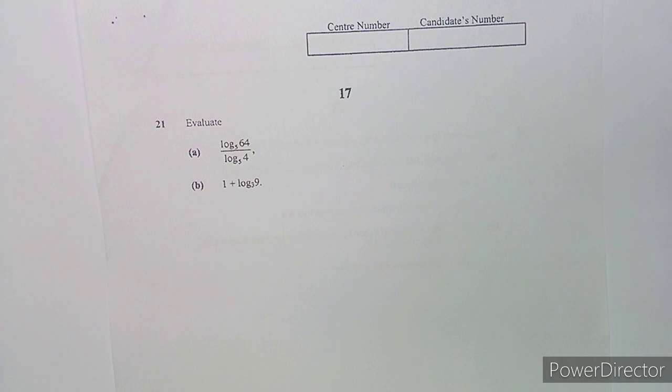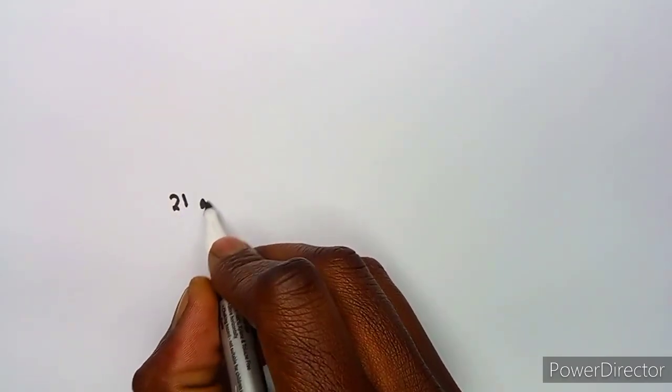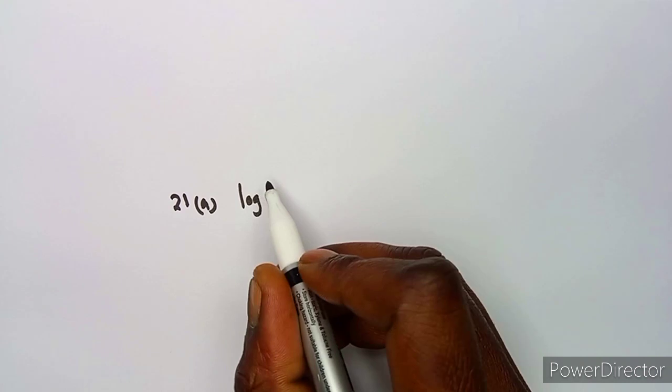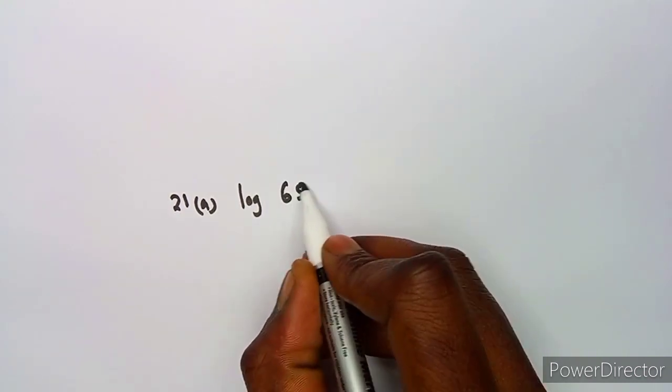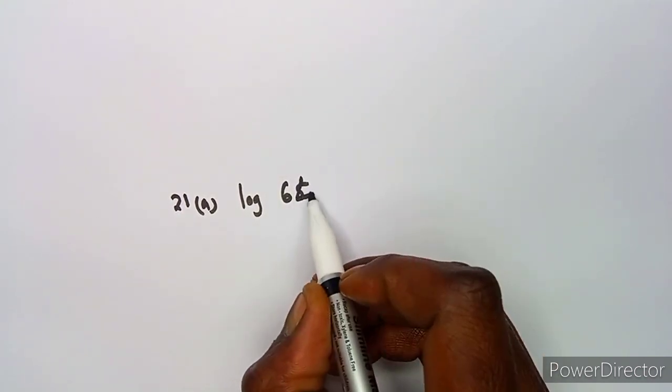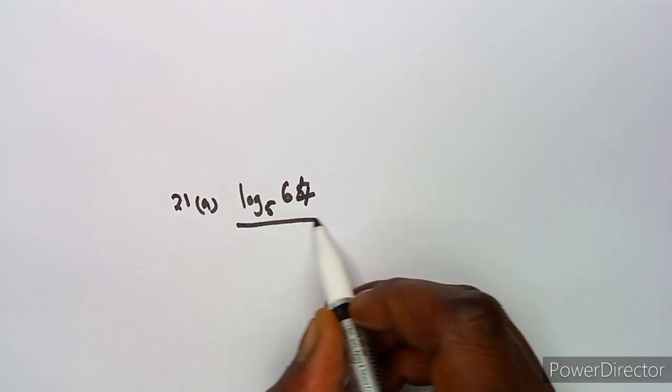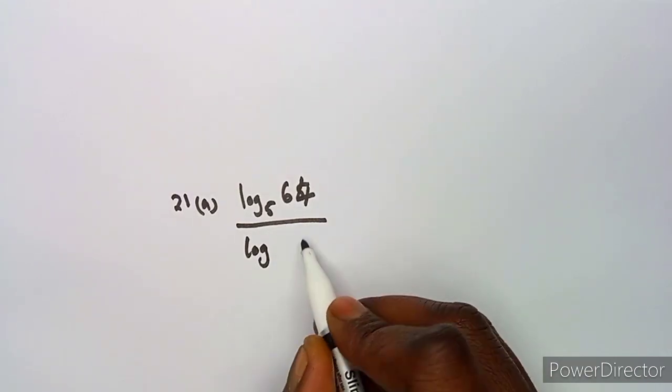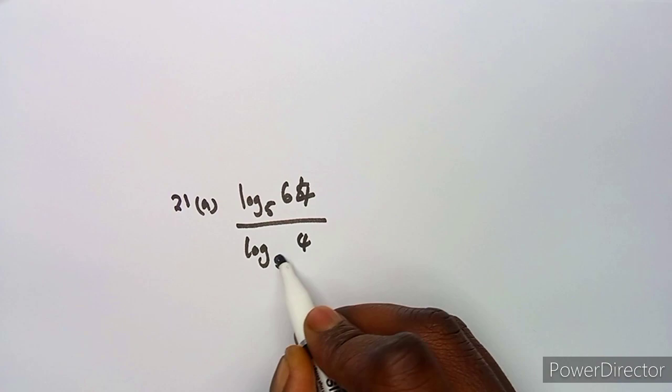Okay, then on number 21, you're given logarithms to evaluate. All right, we are asked to evaluate the first logarithm on 21a. Remember I told you guys that you can simplify this type of logarithm in different formats or different ways. So this is what I'm just going to do.